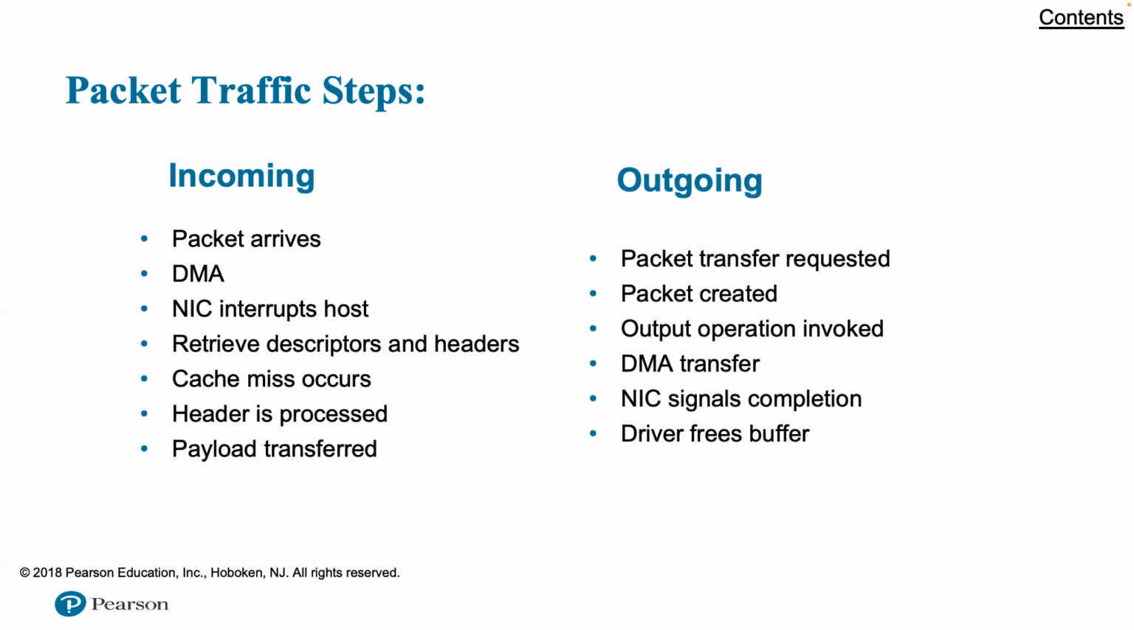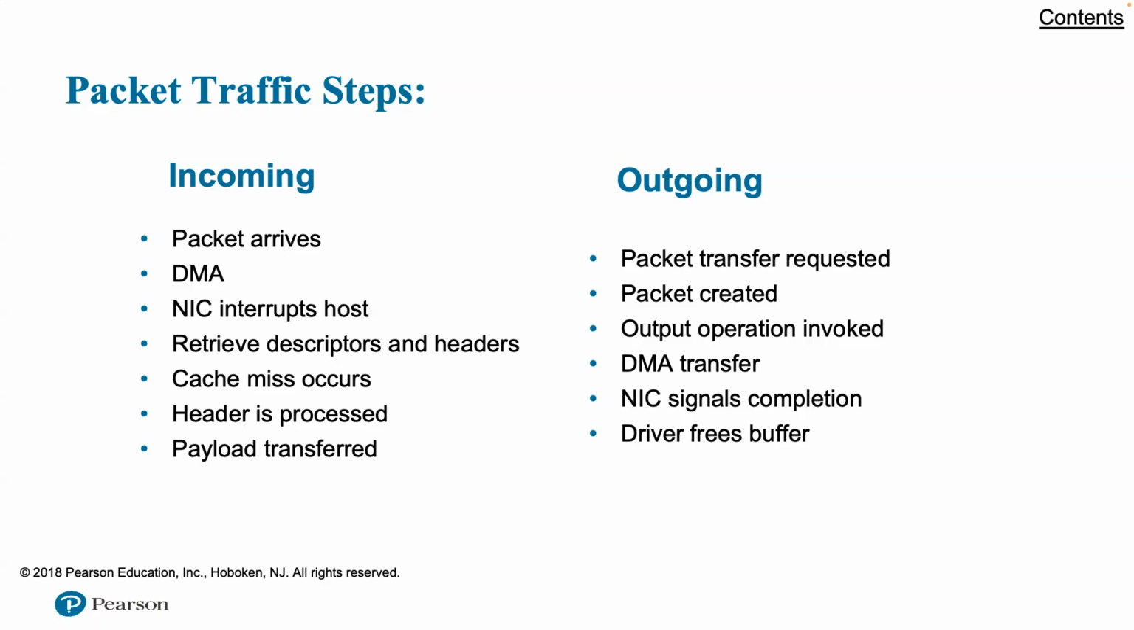Number five, the cache miss occurs. Because this is new data coming in, the cache lines corresponding to the system buffer that contain the new data are invalidated. Thus, the core must stall to read the data from main memory into cache and then to the core registers. Number six, the header is processed.